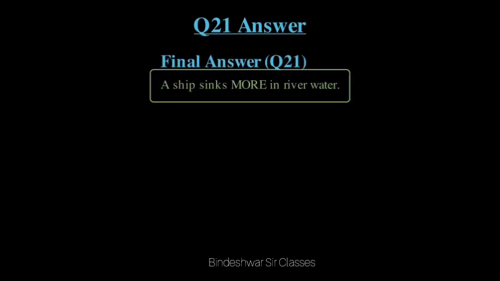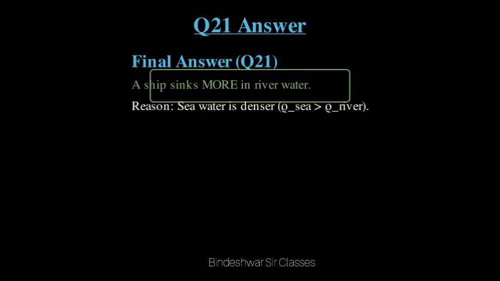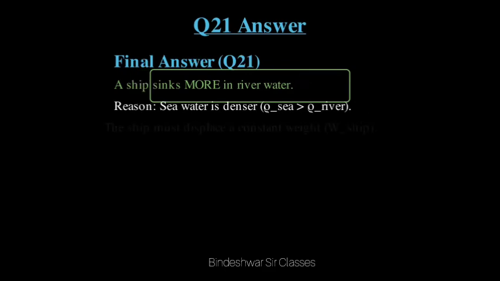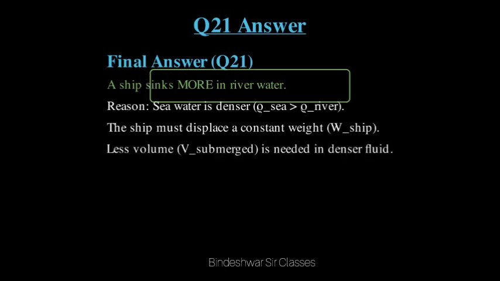For the explanation, you should state that seawater is denser than river water due to dissolved salts. According to the principle of flotation, a ship floats by displacing a weight of water equal to its own weight. To displace this fixed weight, the ship needs to submerge a smaller volume in the denser seawater compared to the less dense river water. Therefore, it floats higher in seawater and sinks deeper in river water.